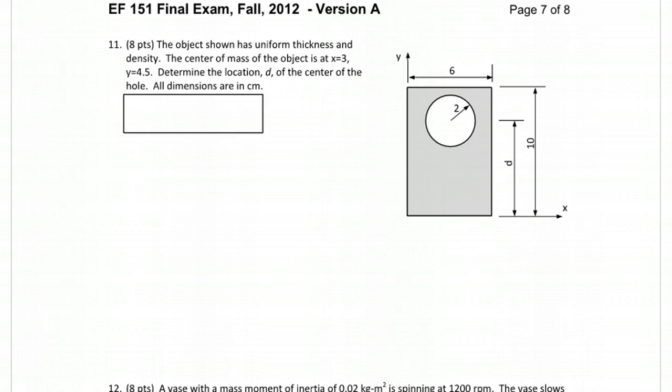So a couple things to note here. The value x equals 3 implies that we're given a coordinate system. So we have to work with this coordinate system. And x equals 3, y equals 4.5 is somewhere about right in there. Okay? So, same idea as what we've worked before, it's just we're given a little bit different information.